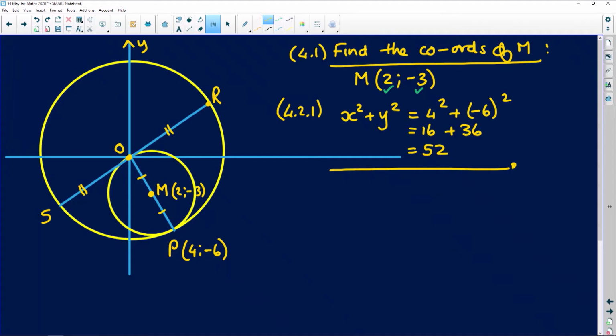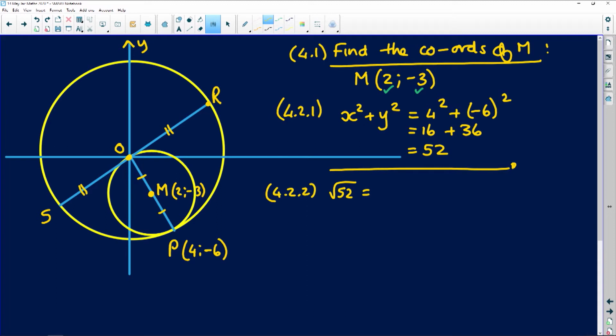Now remember, that's radius squared. So if you're ever going to work with that length of the radius, you've got to square root it. Remember that. Okay, 4.2.2 asks us to find the equation of the smaller circle. Now here it comes in play. Look at this. The radius squared is what we have here. Now, the root of 52 is, let's see if we can do anything with that.